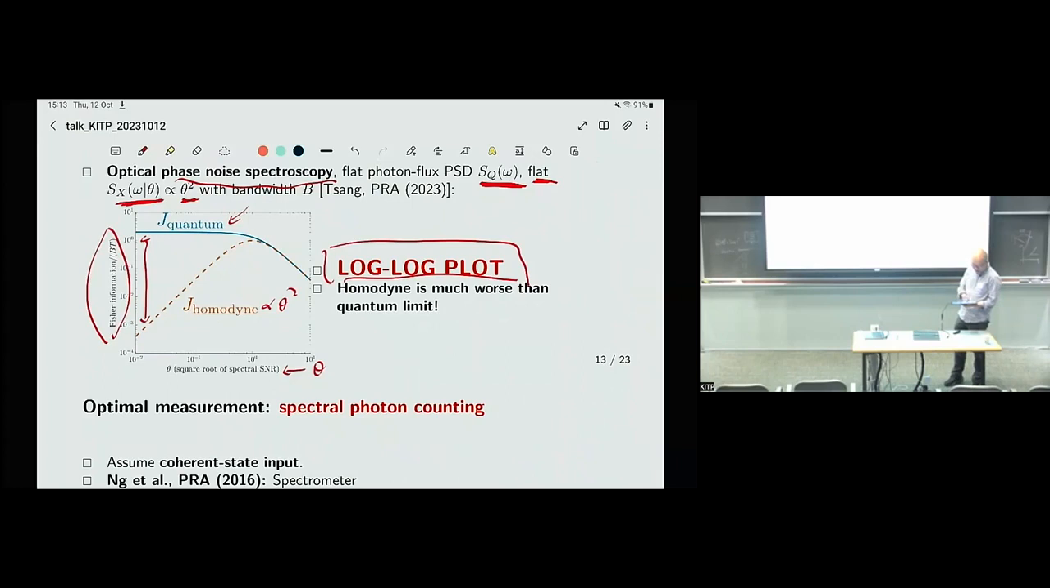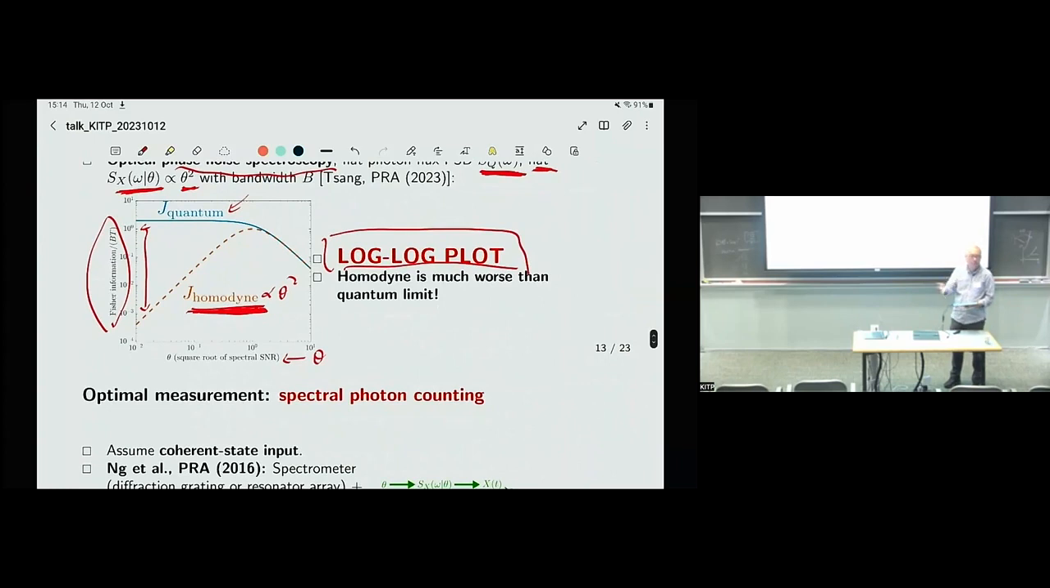That's the quantum limit compared to the homodyne measurement limit. Okay, so homodyne scales like theta squared for small theta. So the point is that if you can reach this quantum limit, you can improve things by orders of magnitude, especially for a very weak signal.